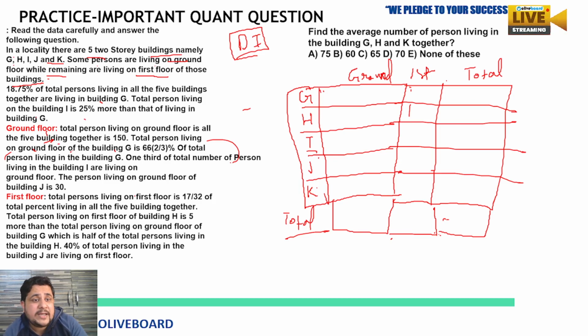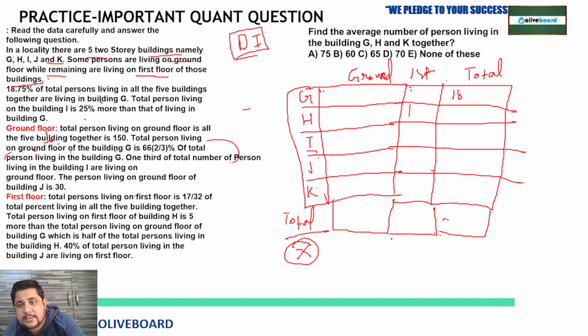Okay, now 18.75% of the total persons living in all five buildings. So we are just saying the total number of persons in the buildings is x. How many persons are living in the buildings? Total x. So 18.75% of x live in building G, because this is what is given to us: 18.75% of the total persons living in all five buildings together are living in building G.